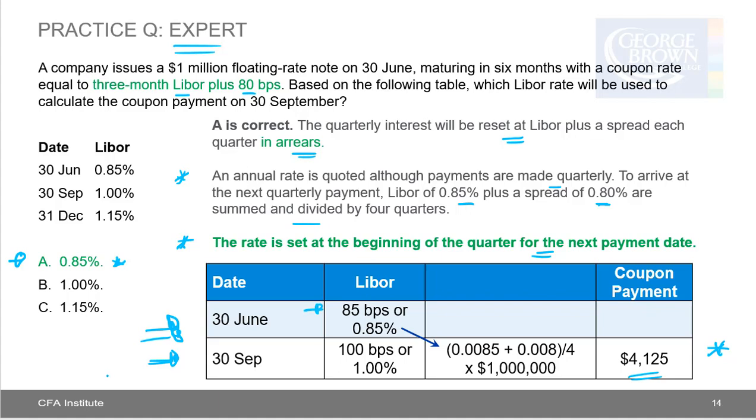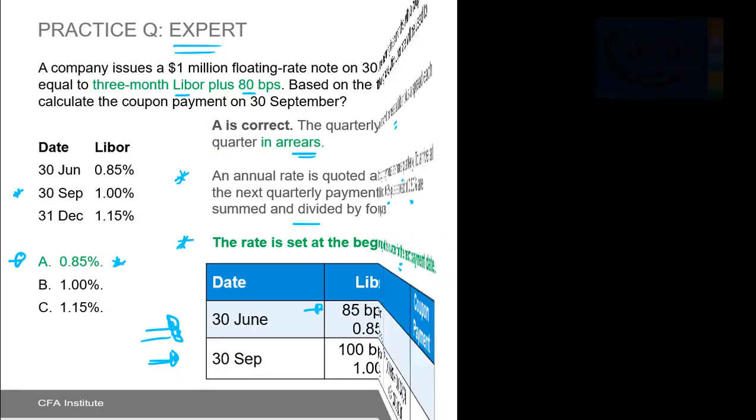Okay, so how could that be changed? Well, they give you different rates and different dates. They could say, for example, what is the rate that's used for the 31st of December coupon payment? And again, the rate that you would use would be the rate at the beginning of the period, which would be the 30th of September. So keep your eyes open for a question like that on the exam. Not too difficult. Once you understand, I don't think it's quite an expert question.